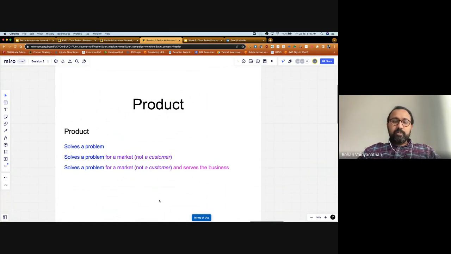But I think what makes a good product, in my experience, is something that solves a problem for a market instead of just one or two customers. I think there's a place for those kinds of solutions for one or two customers, which comes in more through services and consulting modes. But when you really talk about a product that you want to scale, it needs to be solving a problem for a market. And at the same time, it needs to be serving the business, right?